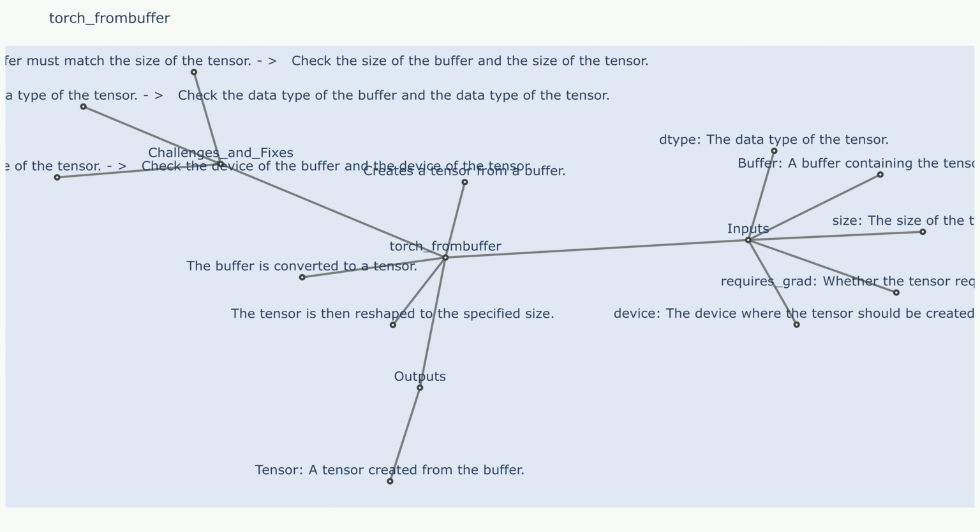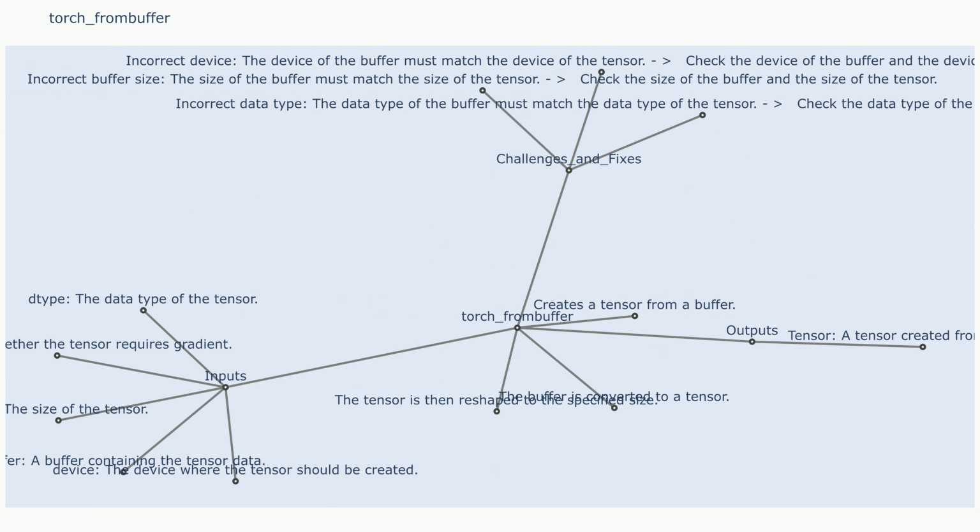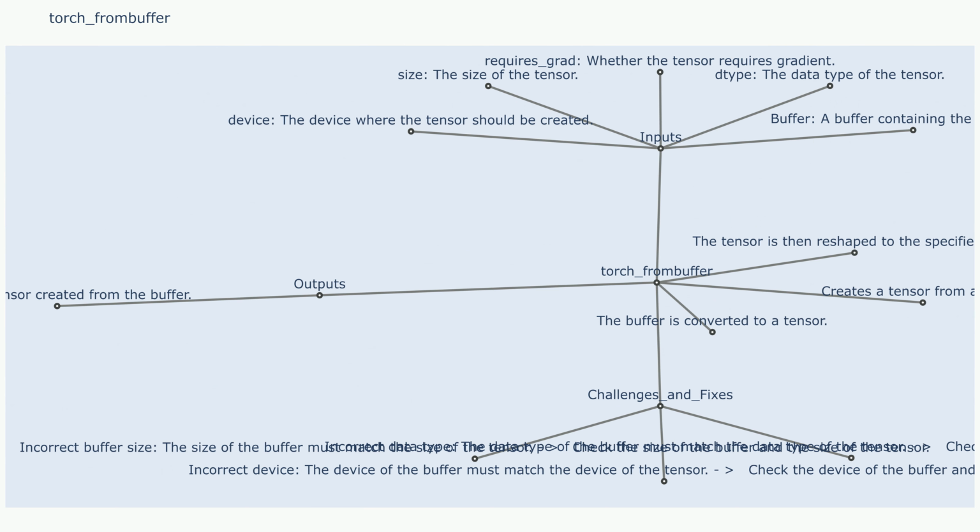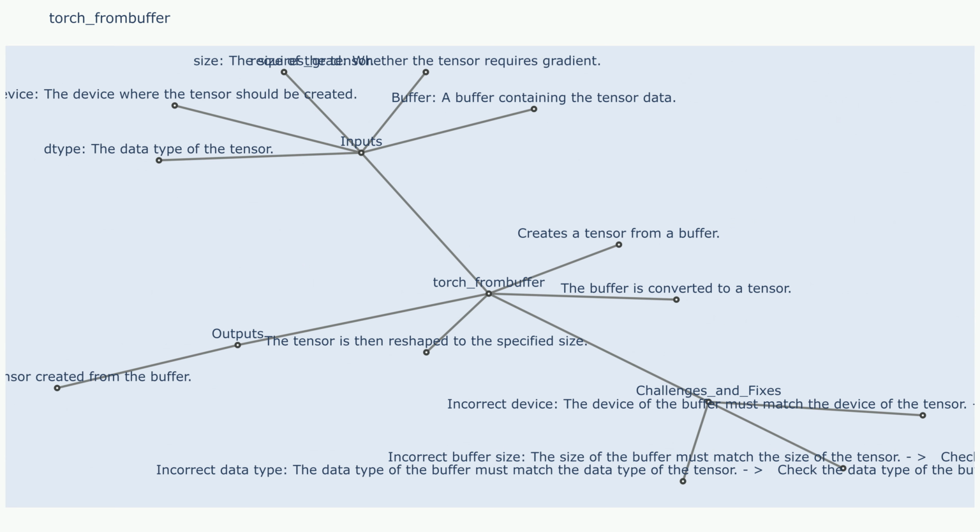Challenges and fixes. Challenge 1: reading data beyond the buffer's end. Sample use case that resulted in challenge 1: providing a count argument that exceeds the actual number of bytes available in the buffer. Fixes to challenge 1: ensure the count argument is less than or equal to the number of bytes available in the buffer.